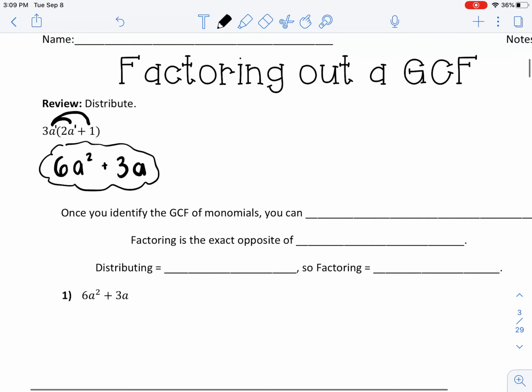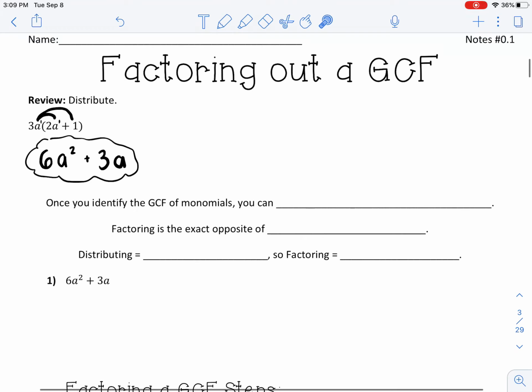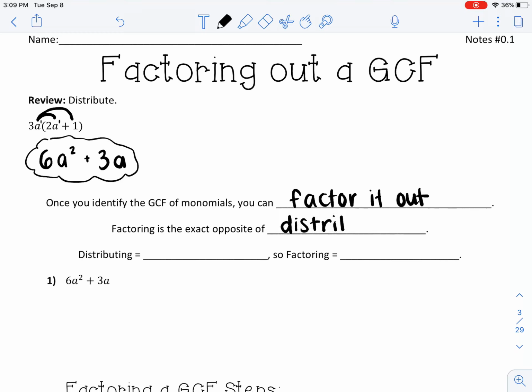What we are doing today is learning, or relearning, because this should be a review from Algebra 1, how to factor out a GCF. Once you have identified a GCF, you can factor it out. Factoring is the exact opposite of distributing. So exactly what we just did, we are now learning how to do it backwards. So if distributing is multiplying, like we just did, that means that factoring must be dividing because they're opposites.